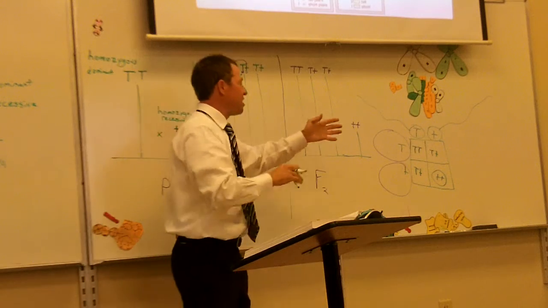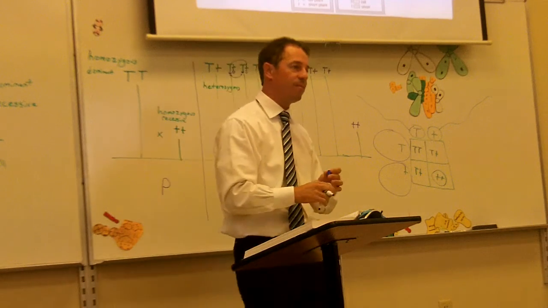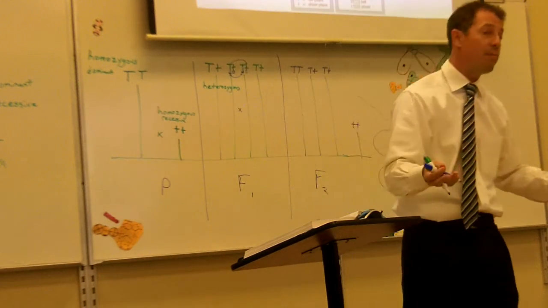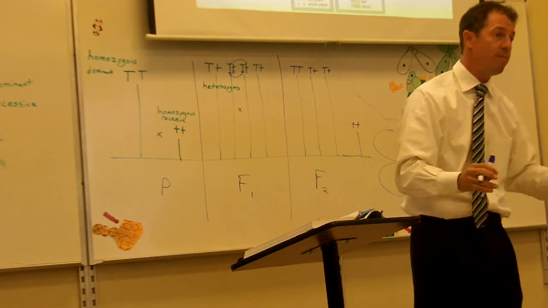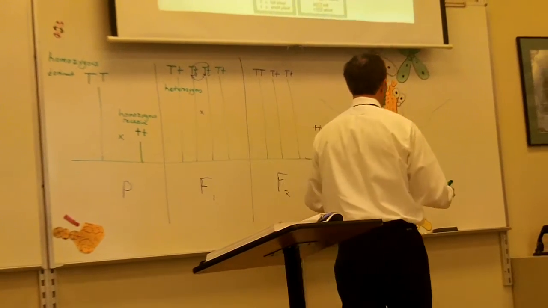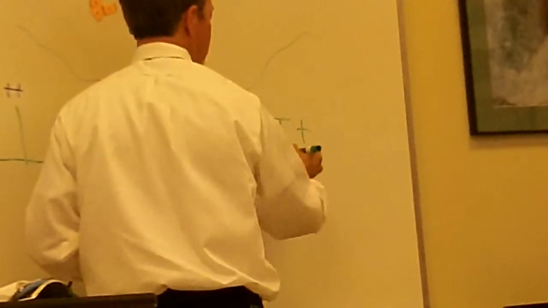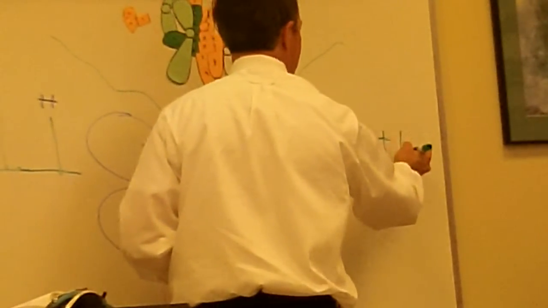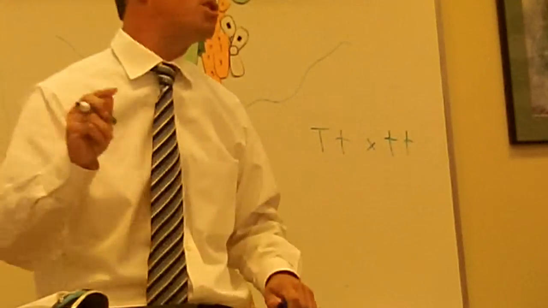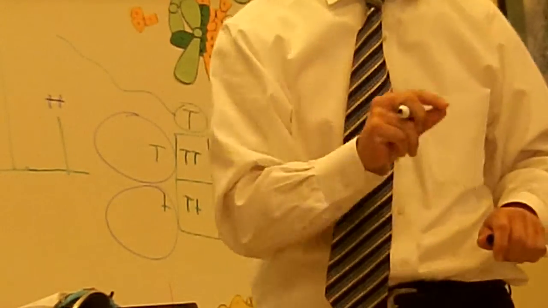Or if it's little t, every sperm is going to get a little t. So let me give you a little problem to do. Want a problem? Do me a favor, make a big T, little t, cross it with a little t, and tell me the percentages of the phenotypes of the kids. And do it with a Punnett Square.